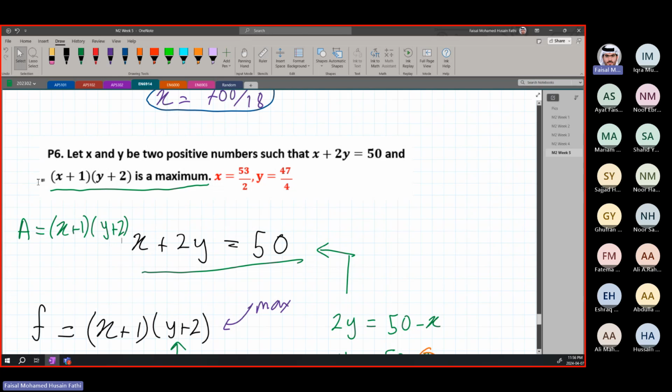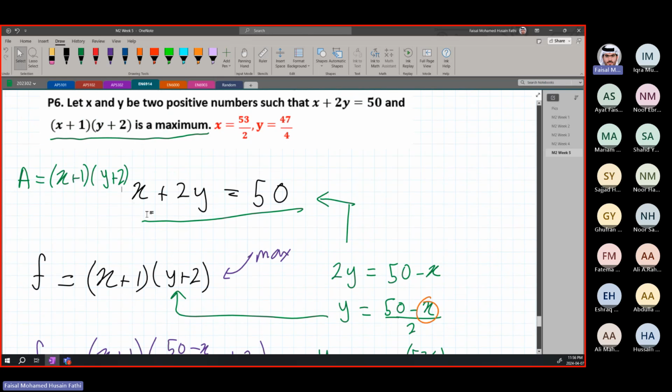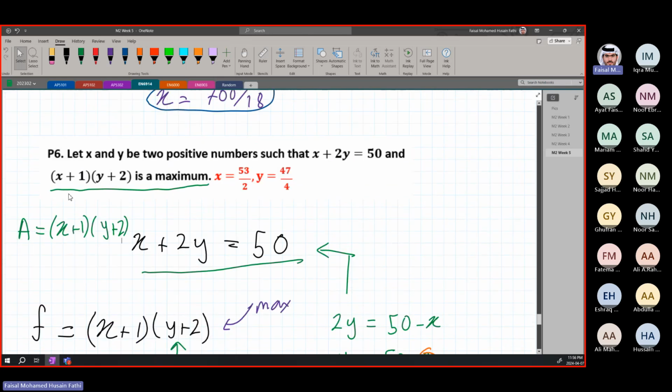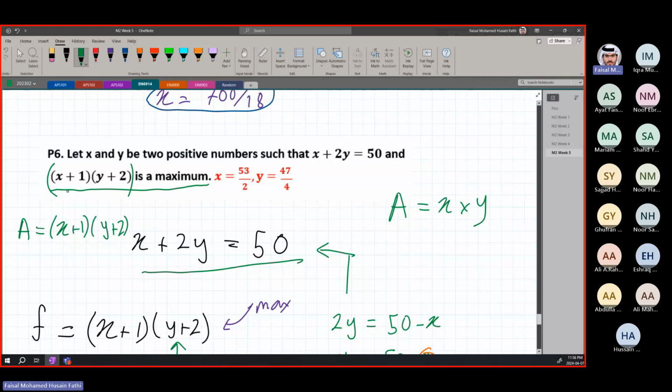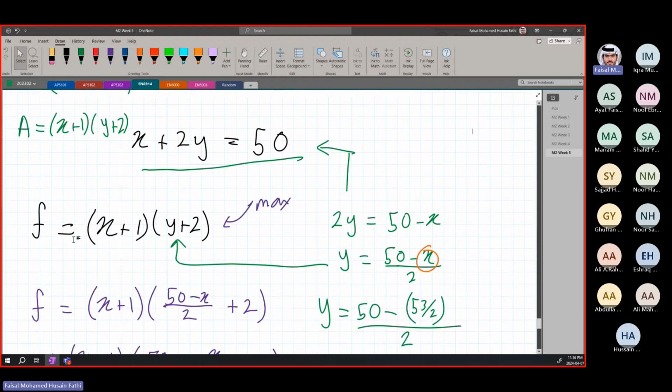We just gave it a name so that we can solve it when we are differentiating and all of that. That's it. You can call this function whatever you want. Usually we say area is equal to x times y, right? But here we don't have area or anything, so I just gave it a random name. That's the only reason we put f. And then we just solved normally like anything. Here f is equal to x plus 1 times y plus 2.